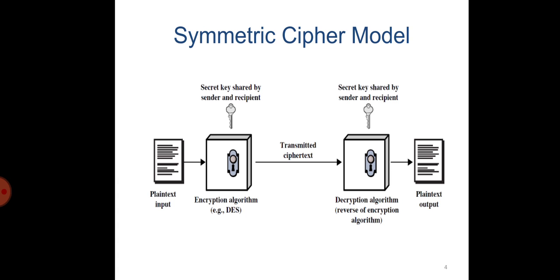This diagram represents the symmetric cipher model. This one is the plain text input, and the plain text input is sent to the encryption algorithm, that is DES. This one is the secret key which is shared between the sender and the recipient. So this is the transmitted ciphertext which is received by the receiver. By using the decryption algorithm, the ciphertext is converted to the plain text. Finally, the receiver got the plain text. Here also the secret key is shared by both the sender and the recipient.